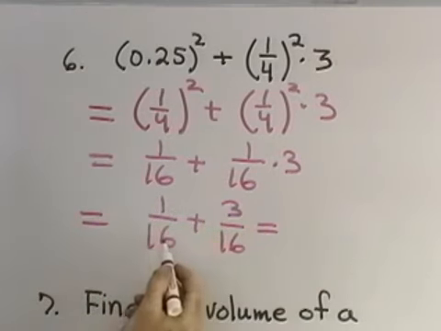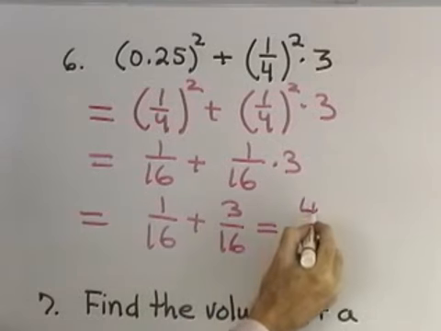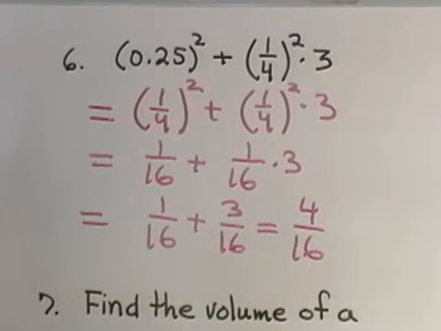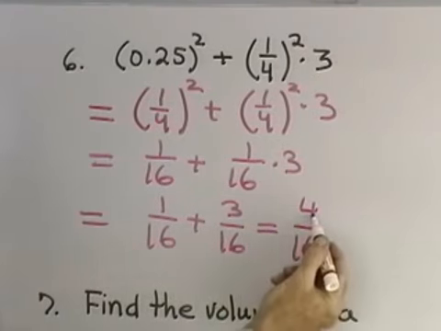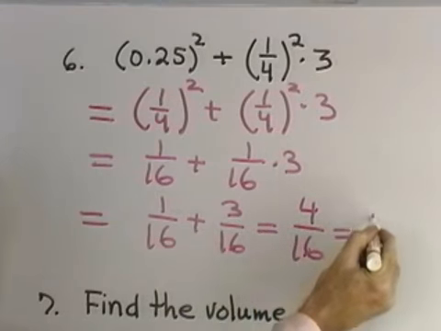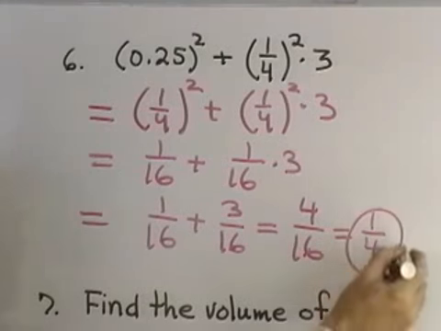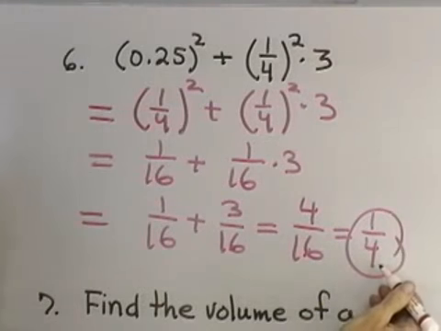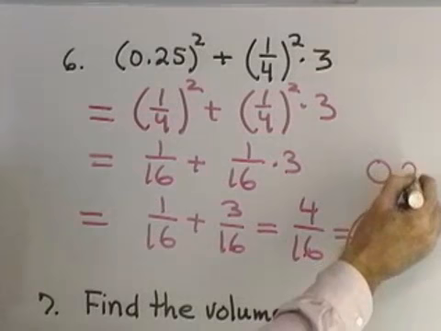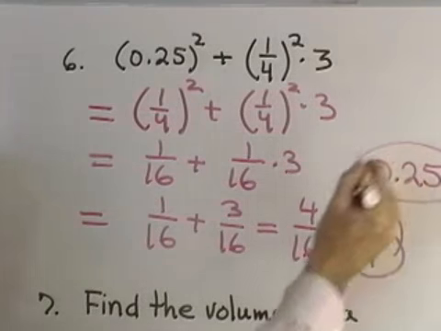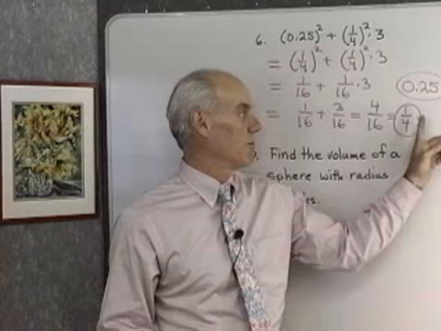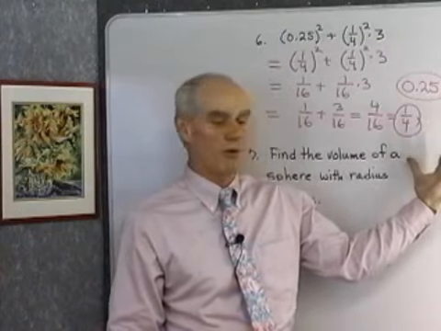So what do we have here? 1/16 plus 3/16, 4/16. I can reduce that to lowest terms by dividing out the common factor 4. I get 1/4. So my answer as a fraction is 1/4. If I wanted to write my answer as a decimal, it would be 0.25, the decimal equivalent of 1/4. So either way we want to write the answer, it's a very simple conversion.